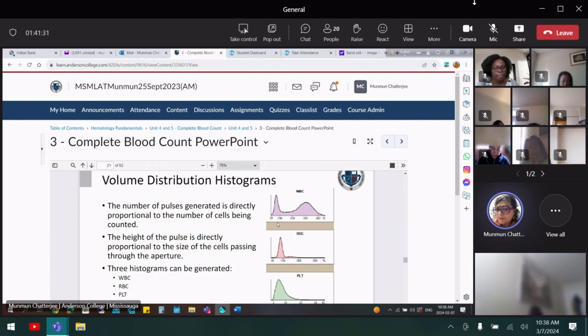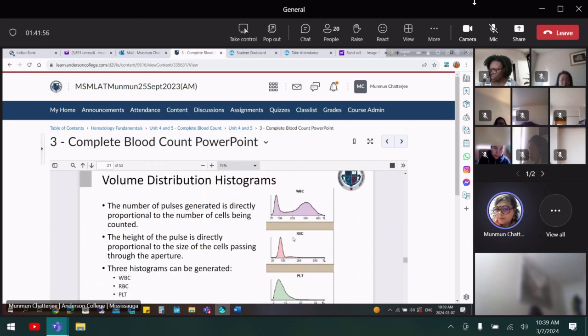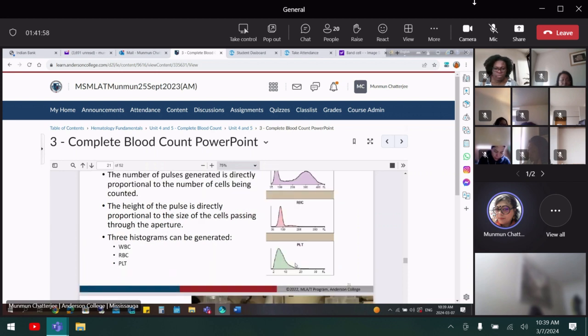Height of the cell, these questions will come. That's why I'm telling you I am getting slow, because we are only at slide 21 of 52. But this is going to come. The height of the pulse is directly proportional to the size of the cells. High pulse means the cell size is bigger. Three histograms can be generated, one for the WBC, one for the RBC, and one for the platelet.